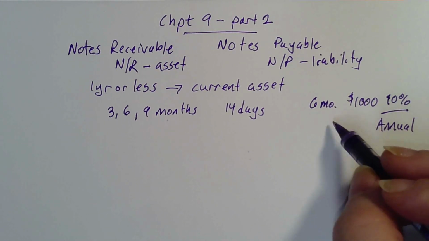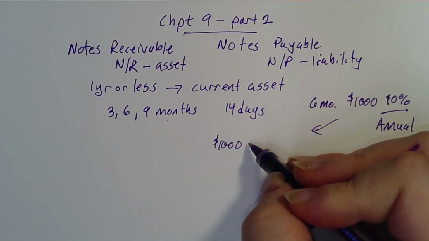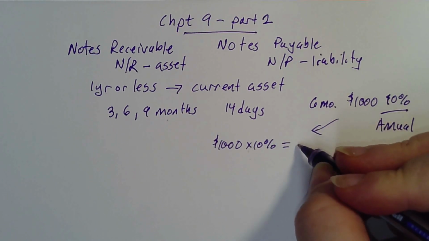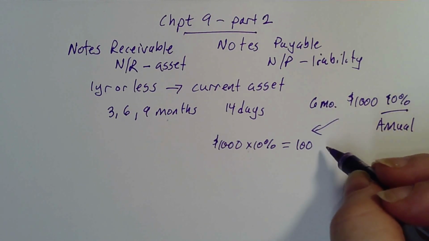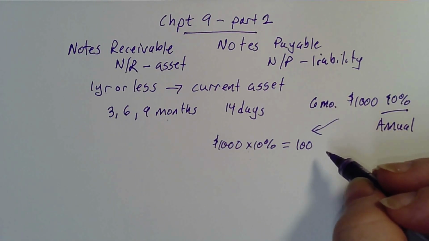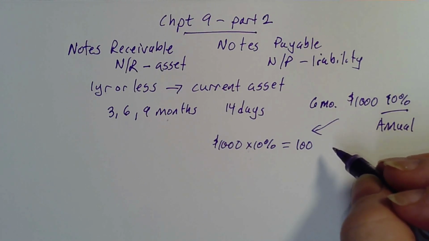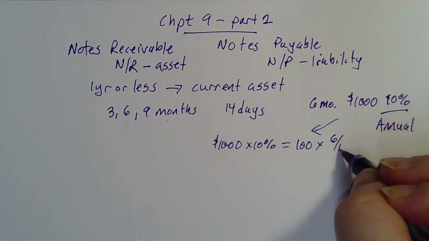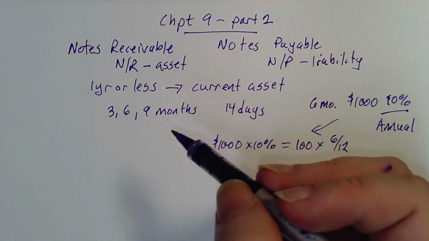So what do I mean by that? Well, if we take the annual rate, $1,000 times 10% would equal $100, but it's not for a full year, it's for 6 months. So traditionally what we do is, even though the months are different lengths, we don't worry too much about there being some months that are 30 days or some months that are 31 days. So we just do times 6 out of 12. If it was 3 months, it'd be 3 out of 12, or 9 months, 9 out of 12.